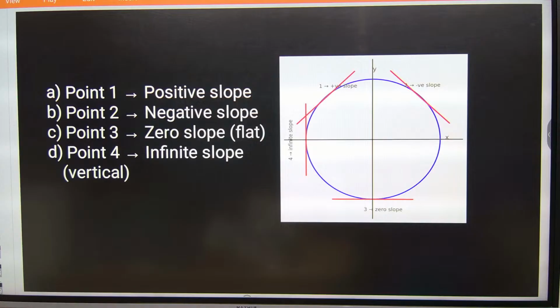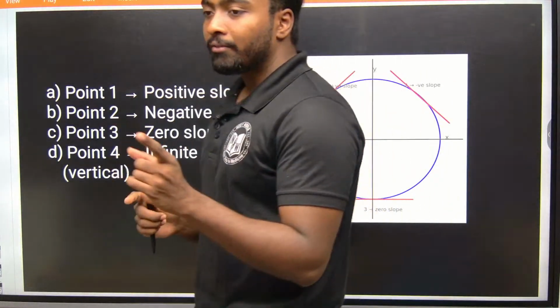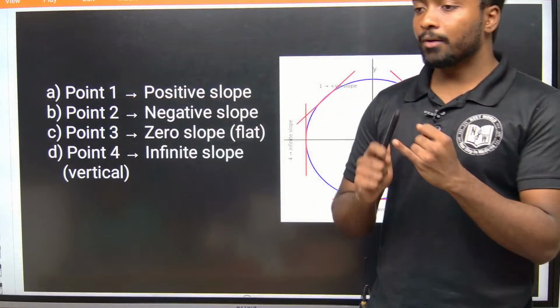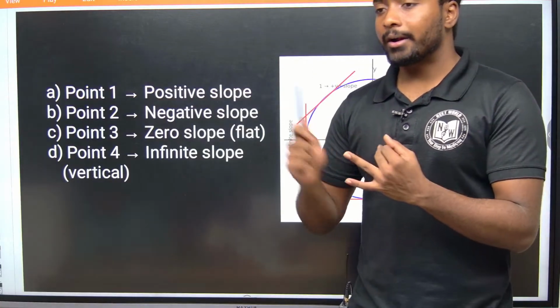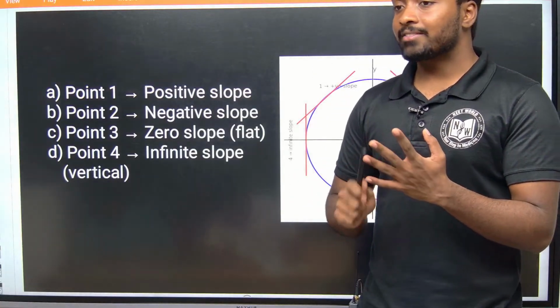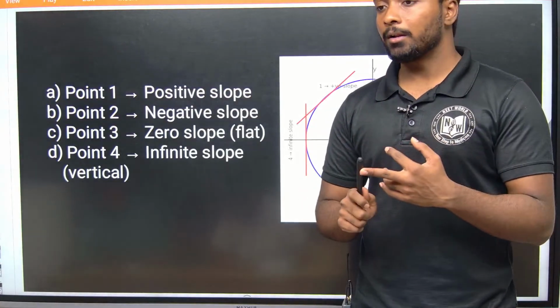Got it? So is there any doubt till now? We have discussed the meaning of slope, and the basic thing of a graph: it has coordinates x and y, where the x axis is the independent variable and the y axis is the dependent variable.